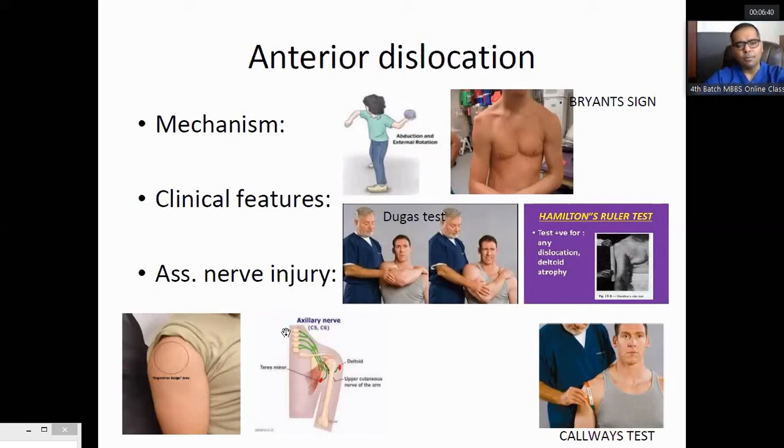Different nerves can be injured in this. The common one is the axillary nerve, which supplies cutaneous innervation to the lateral aspect below the acromion. This is the regimental badge area, so it is also known as the regimental badge sign. Also, the motor supply is the deltoid. We can also assess the tone of the deltoid. That way we can assess whether there is associated nerve injury or not.